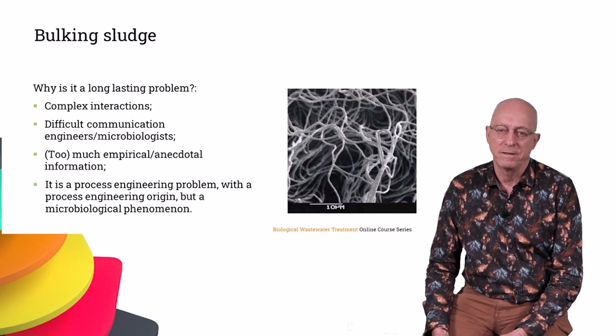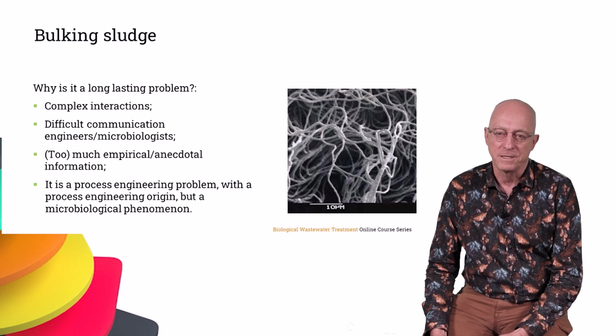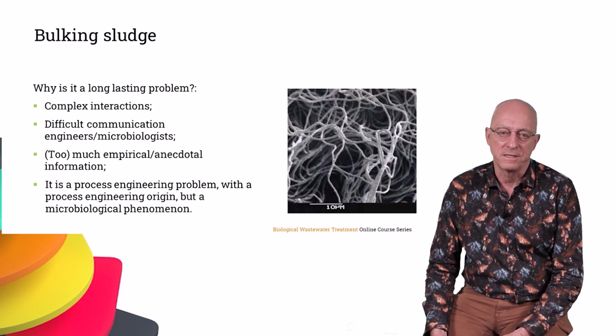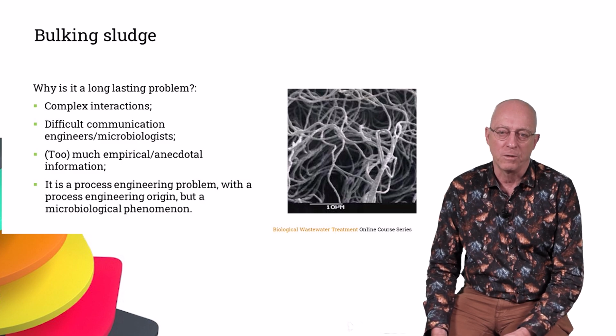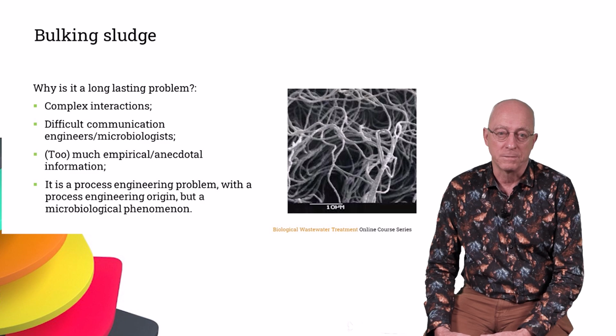Here you see again an electron microscopic picture of such filamentous organisms, showing their thread-like structure and their open and porous character, leading to the low density of the sludge. Now, bulking sludge is a long-lasting problem. Actually, as long as the wastewater treatment plant is applied, and that's for more than a century, it's a long-lasting problem. Each time it comes back.